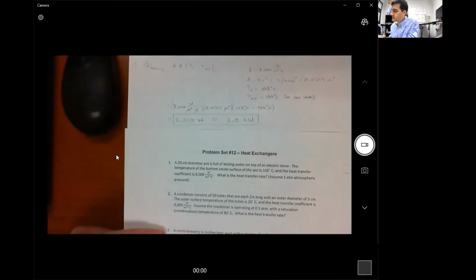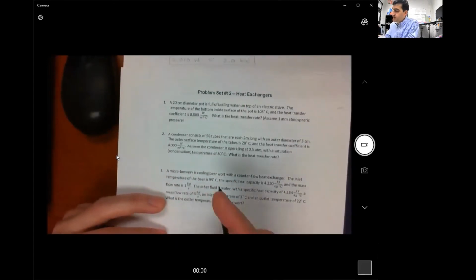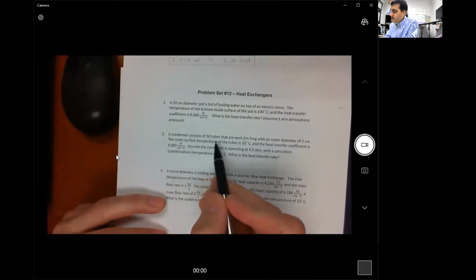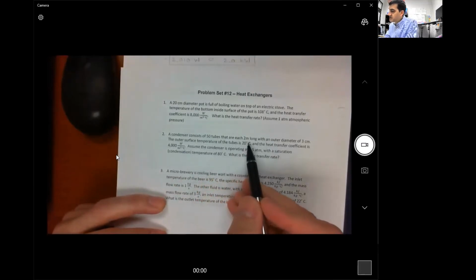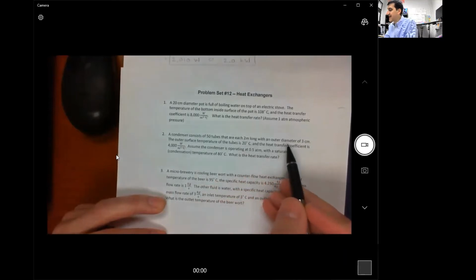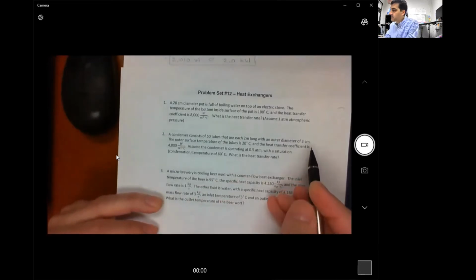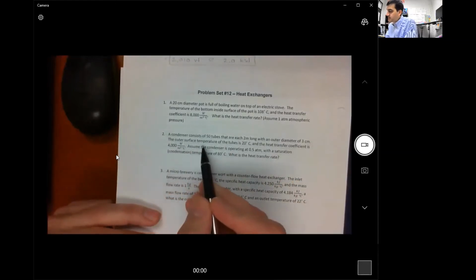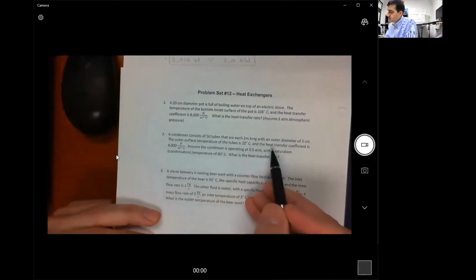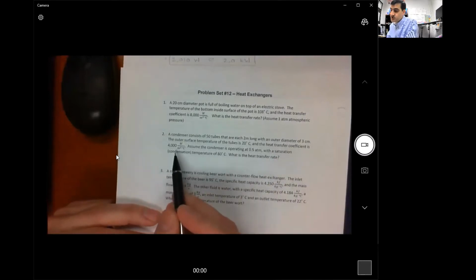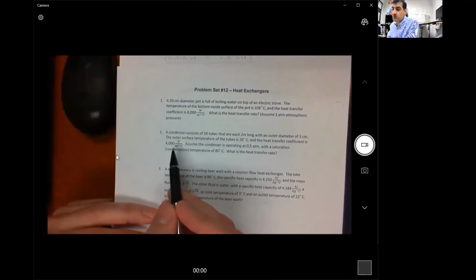Okay, that's pretty straightforward. The second question says we have a condenser, and that condenser has 50 tubes inside of it, each of which are 2 meters long with an outer diameter of 3 centimeters. All right, so that sounds like good information that we're going to have to use to calculate the surface area that condensation is occurring on. And we're told the outer surface temperature of the tubes is 20 degrees Celsius. The heat transfer coefficient, that's our H, is 4,000 watts per meter squared per degree Celsius. Once again, that's pretty convenient that it's given to us because that saves us a lot of work.